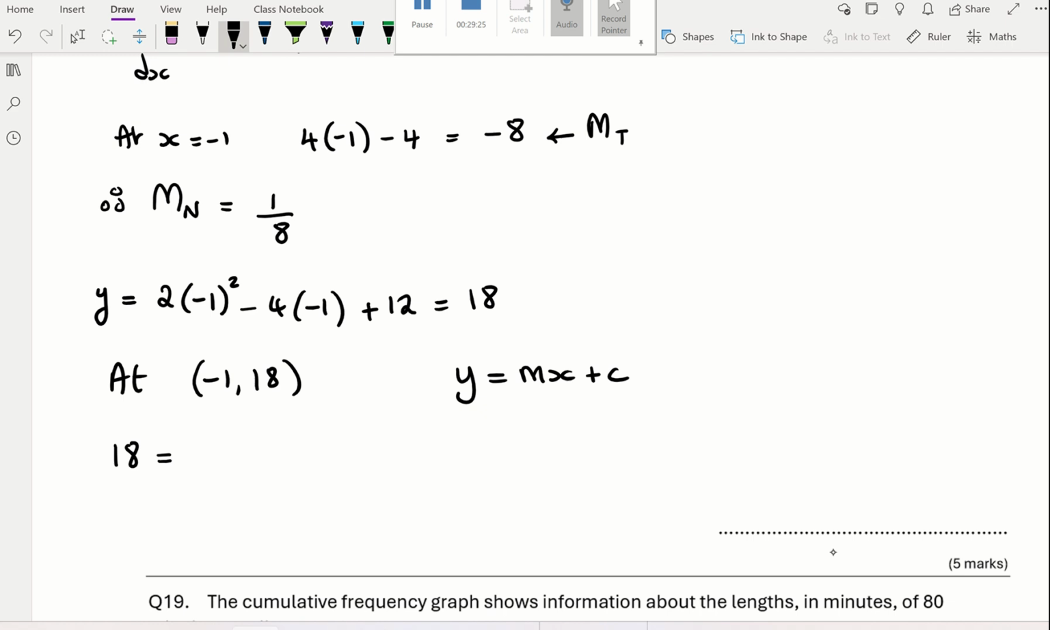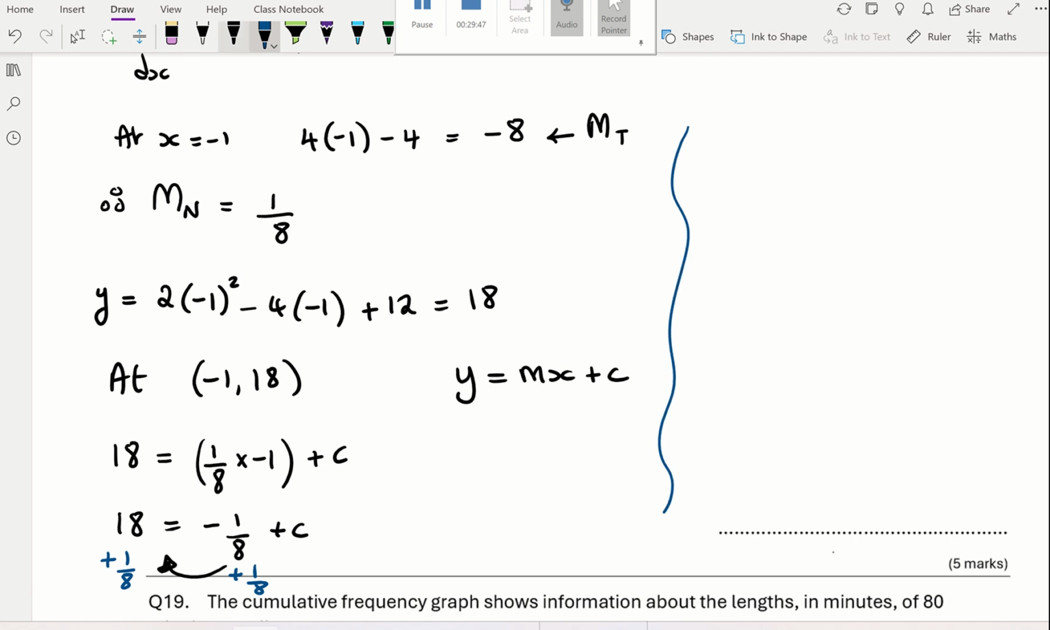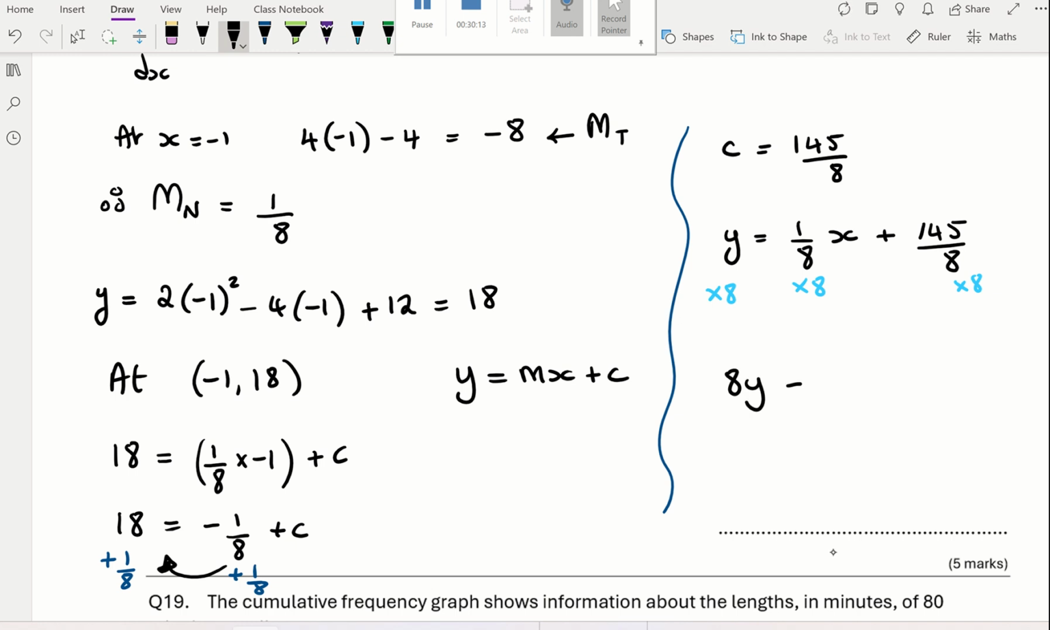So 18 equals 1/8 times negative 1 plus c. So this is 18 equals negative 1/8 plus c. So I need to add 1/8 there. So c equals 145 over 8. So now I have y equals 1/8 x plus 145 over 8. Just to make this a little neater, times 8, and I have 8y equals x plus 145.